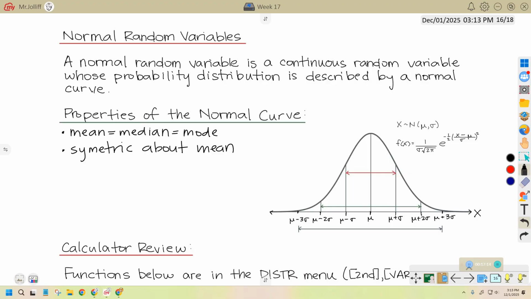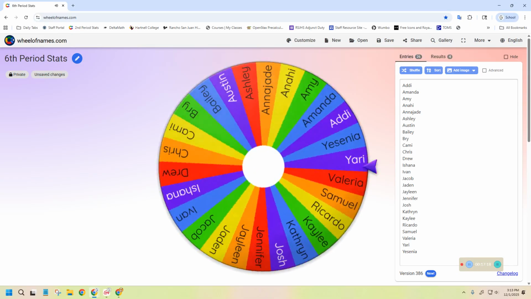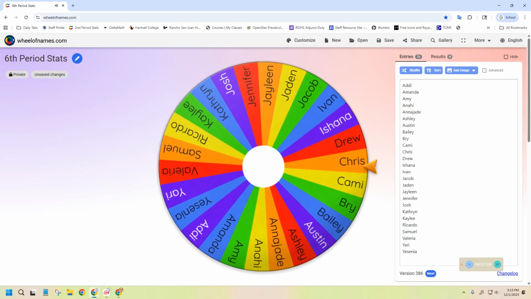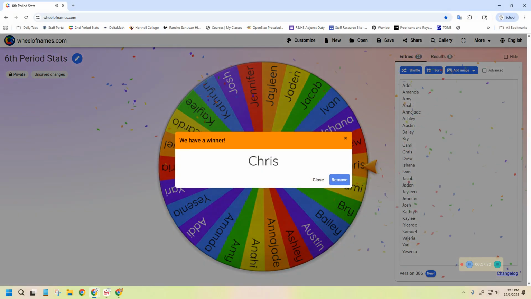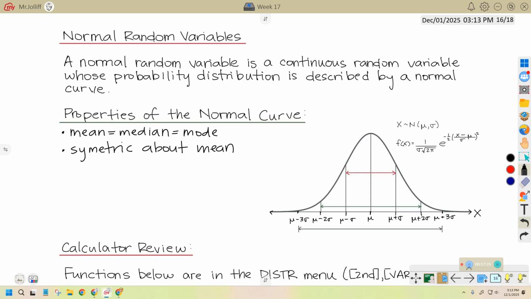Very good. Who else? Chris, what else did you get? What else do you notice about that curve? Ooh, it follows the empirical rule. Very good. We're going to talk about that in a minute. I heard 2 tables come up with that. Very good.